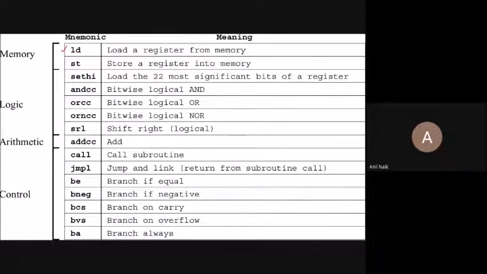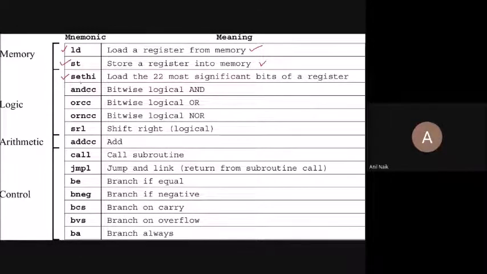So, memory related instructions. LD means load a register from the memory location. Then store means store the register content into the memory. So this we discussed. Then there is one more instruction that is called set high.